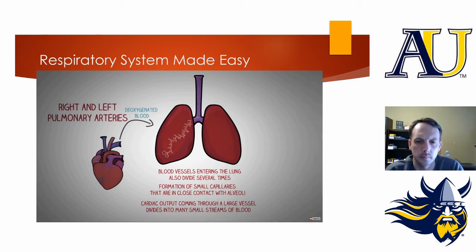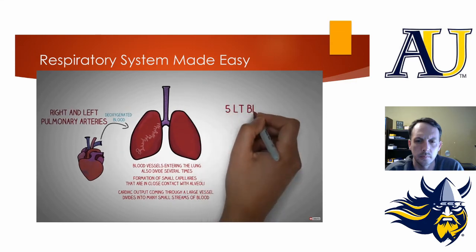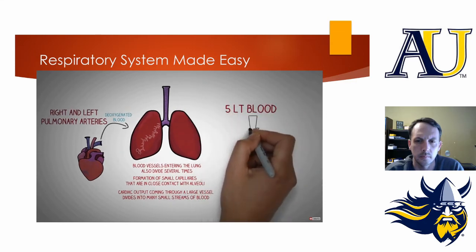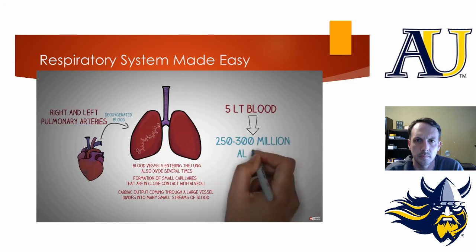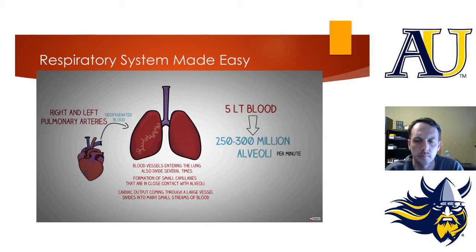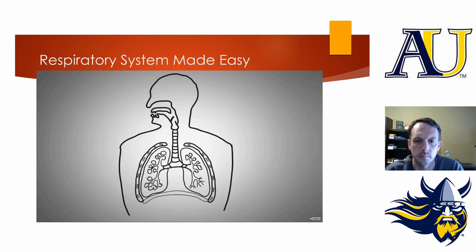Due to this, the cardiac output that comes in the large vessels divides into many small streams of blood. This leads to exposure of the 5 liters of blood coming through the heart to almost 250 to 300 million alveoli per minute. Due to this, a rapid gaseous exchange happens between the alveolar air and the blood that is exposed to the alveoli.